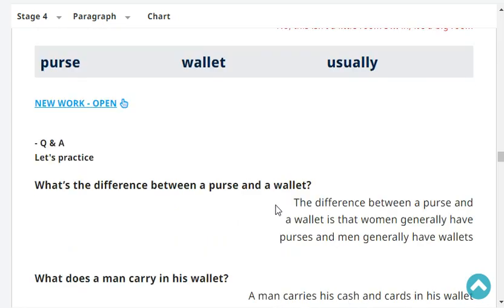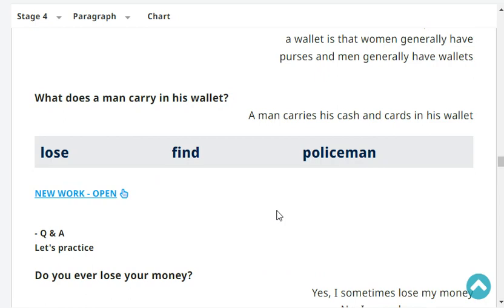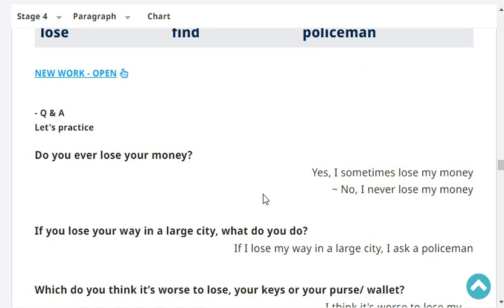What's the difference between a purse and a wallet? The difference between a purse and a wallet is that women generally have purses and men generally have wallets. Very good. What does a man carry in his wallet? A man carries cash and cards in his wallet. Very good.